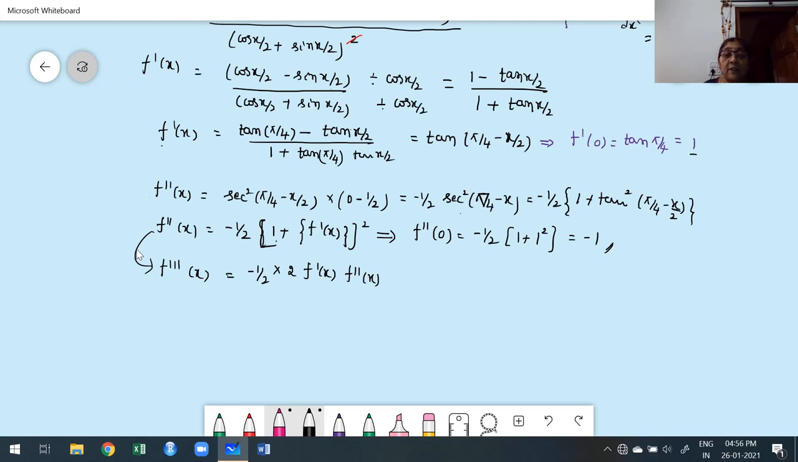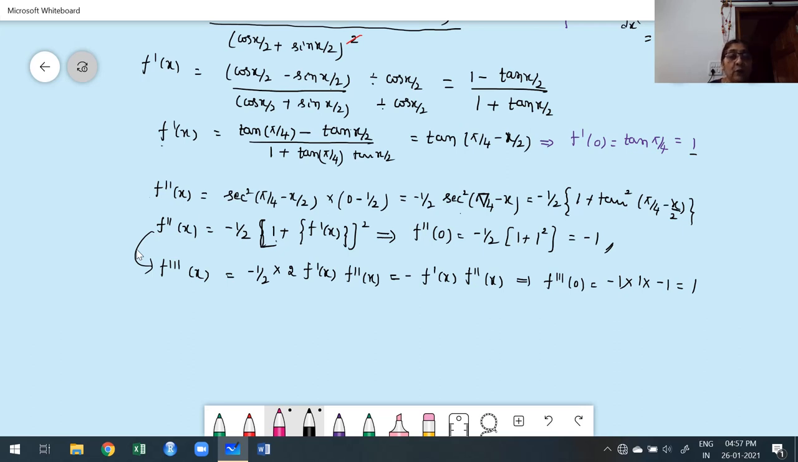Just now I explained sine of x square. First you find the derivative of sine, which is cos of x square, into the derivative of x square, which is 2x. First you find the derivative of the power, and then the derivative of f dash. 2 cancels, so we get minus f dash of x into f double dash of x. Therefore, what is my f triple dash of 0? Minus of minus 1 into f dash of 0. F dash of 0 is 1, and f double dash of 0 is minus 1. Minus into minus is plus. We get the value of f triple dash of 0 is 1.